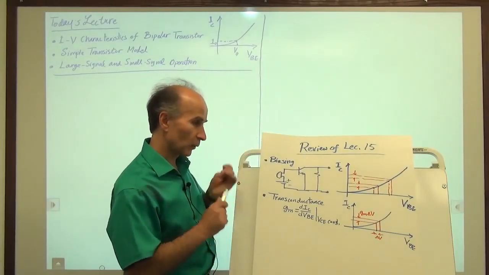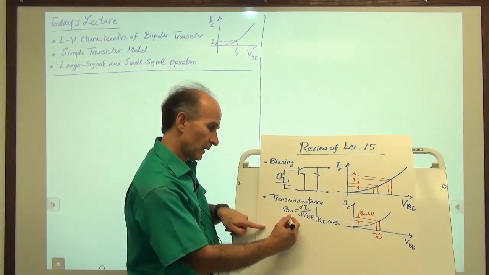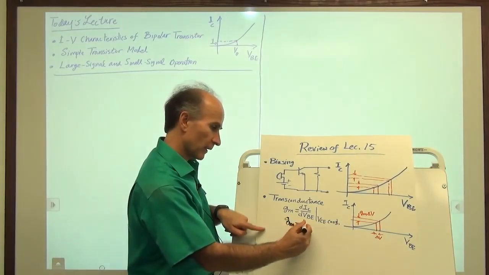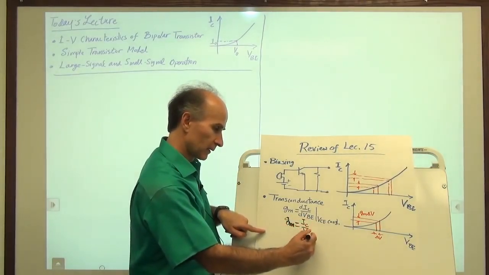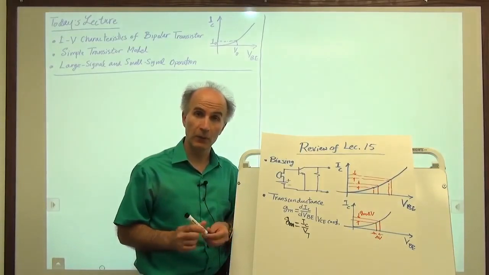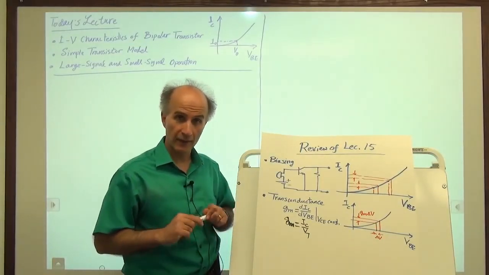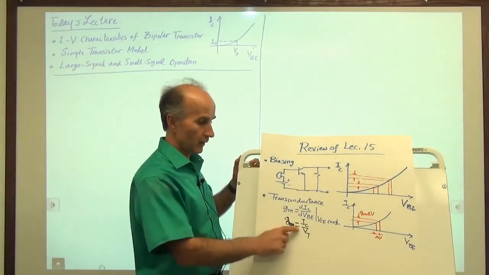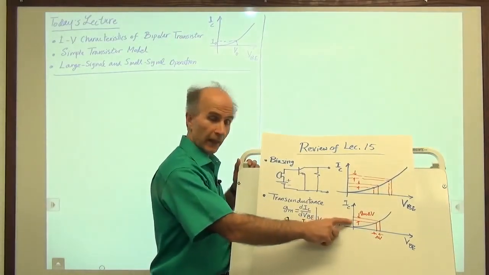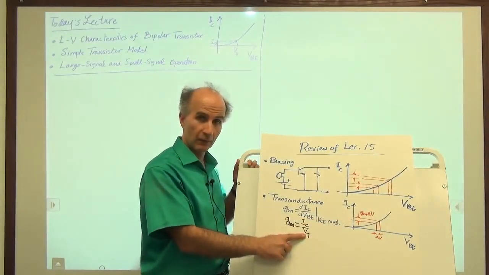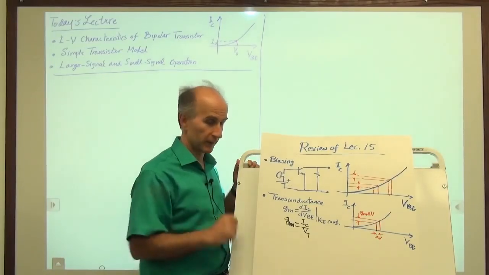Also, we remember that the equation we derived after this differentiation was just this, IC over VT. So that's the equation that we will be using quite often. It just says that to find the transconductance, we find the bias current, and divide it by VT, 26 millivolts. That will give us what we need.